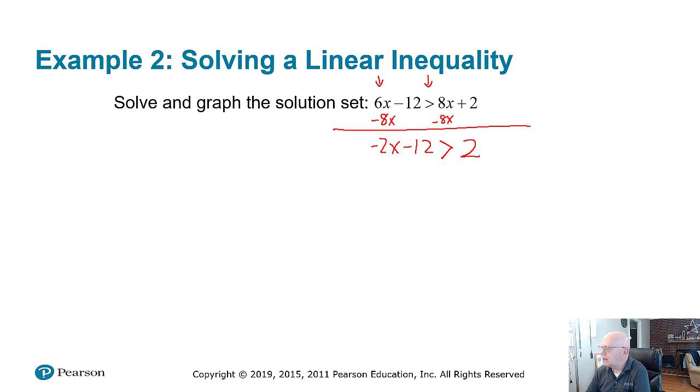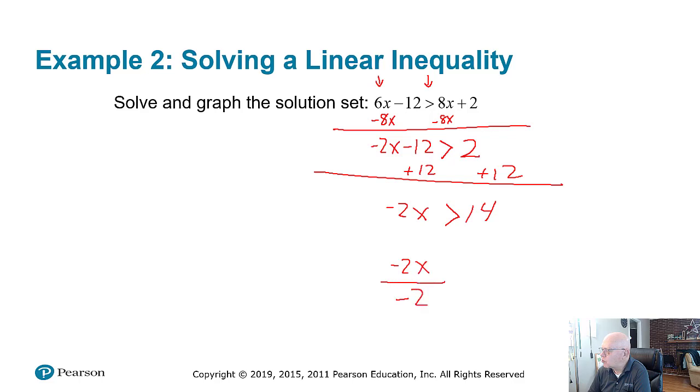Next, I've got a negative 12 with the x term, so I need to add 12 to both sides. What do I get now? I've got the negative 2x. Remember, I just added. I didn't multiply or divide. So I still have the greater than. And when I add those two numbers, I get a 14. And last of all, we want to find out what x is, not negative 2x. So I'm going to take that negative 2x divided by negative 2 so I can end up with something that says an x. And I'll take the 14, divide that by negative 2.